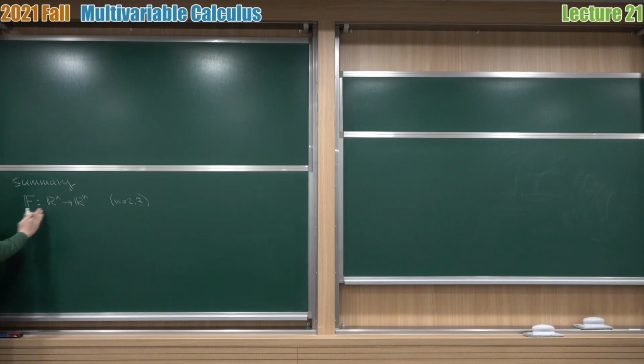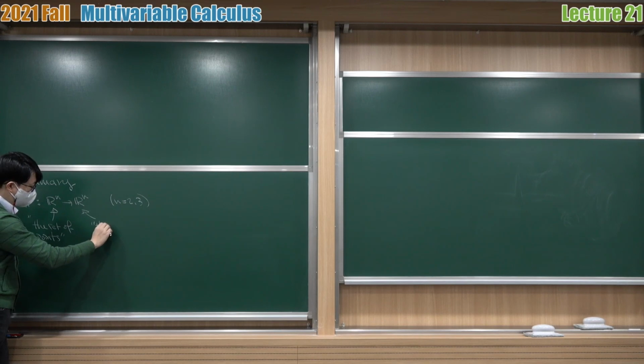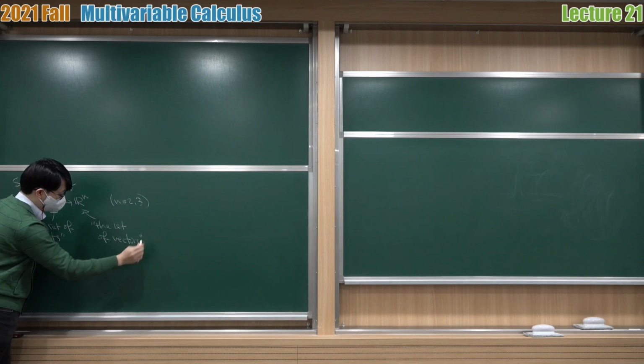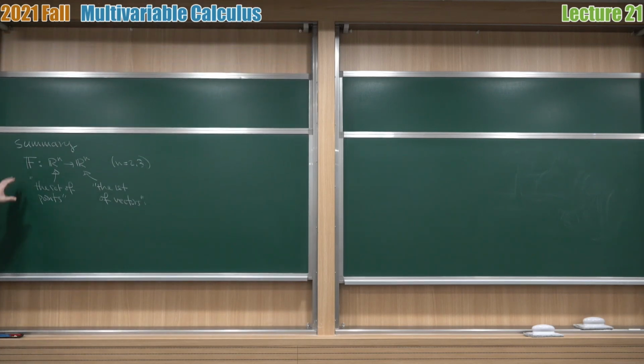When I talk about the vector field in this way, the domain set, the Rn, is usually the set of points. Okay? And I'm assigning a vector to each point in Rn. So the codomain space is the set of vectors. Okay? So you have to always be careful about what we are talking about when writing Rn.